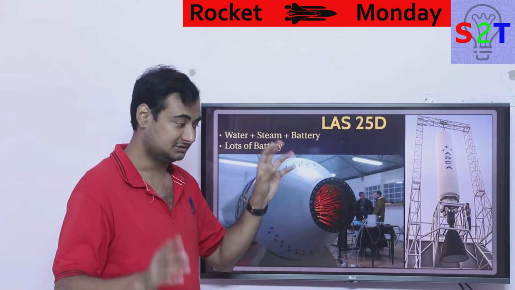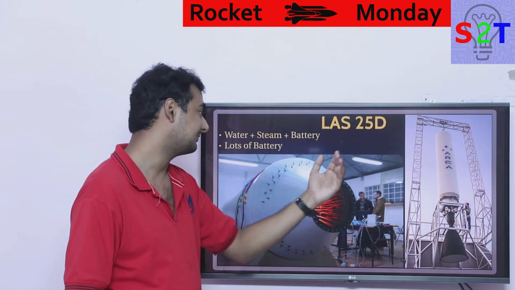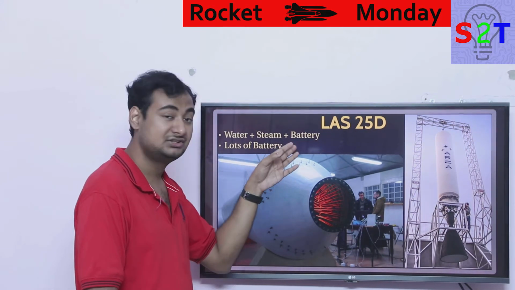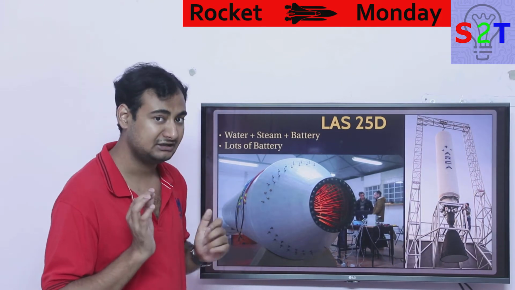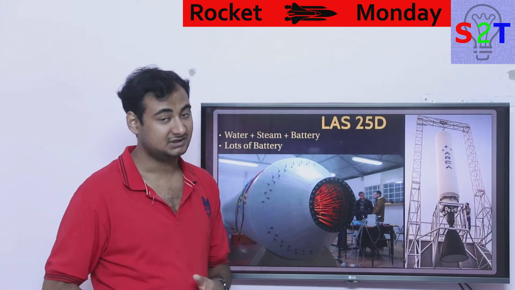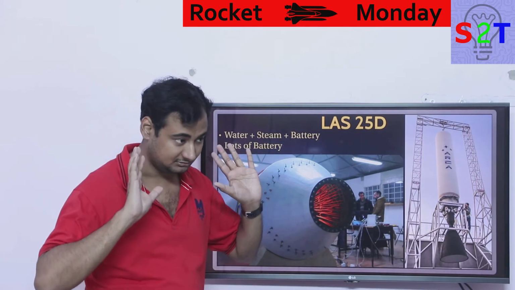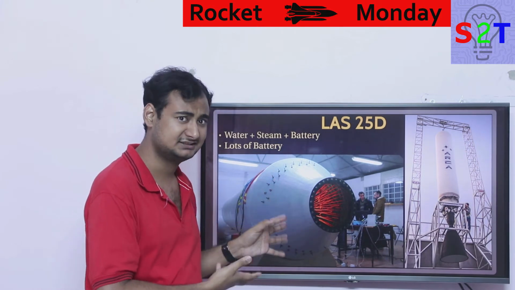So what is that steam rocket and all that? It is basically the LAS25D, this whole contraption. What they are doing is basically taking water, converting it into steam, using a battery to sustain it, and they're going to need a lot of battery. What is happening here is kind of interesting. Now again, I have provided the link to their white paper below, but what they are trying to achieve, I have not pinned down to 100%. I'm a bit confused about what the heck they are trying to do.